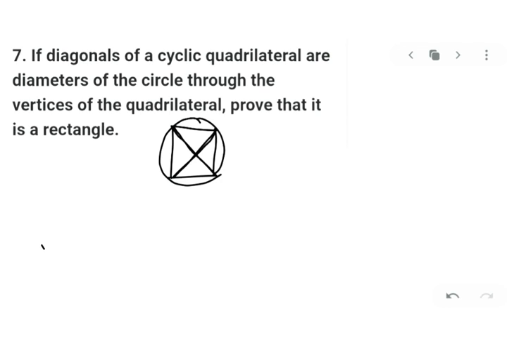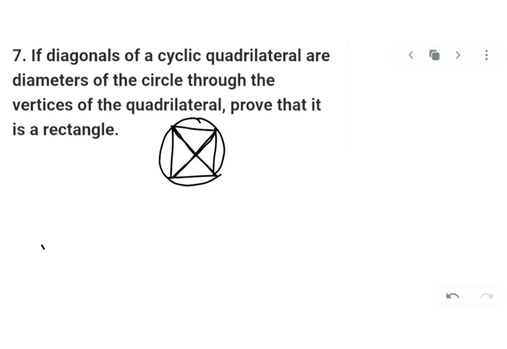Let's start. Okay, we have drawn a cyclic quadrilateral. If diagonals of the cyclic quadrilateral are diameters of circles through the vertices of the quadrilateral, prove that it is a rectangle. Now we have to prove that it is a rectangle.